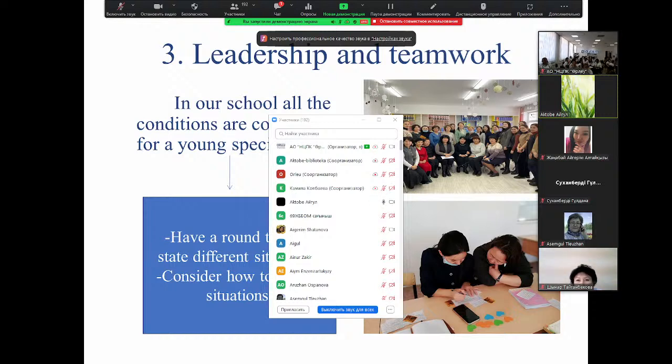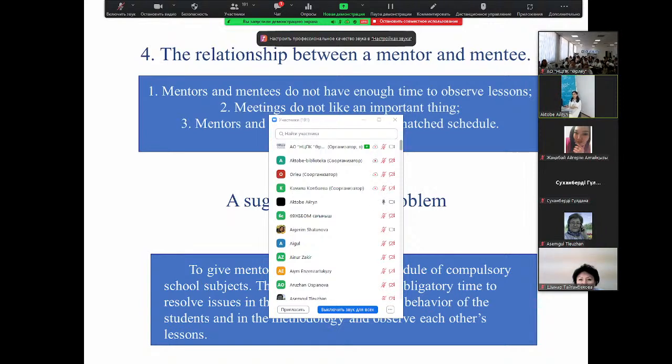The next part on which I want to dwell is the relationship between the mentor and the mentee. I think all mentors try to help mentees, but there is a problem that not everyone has time for it because of not having a matched schedule. And these meetings are not seen as an important thing. I would like to offer to give mentoring hours like in the schedule of compulsory school subjects. Then we would have the obligatory time to resolve issues in the documentation, in the behavior of students, and also in the methodology, and observe each other's lessons.